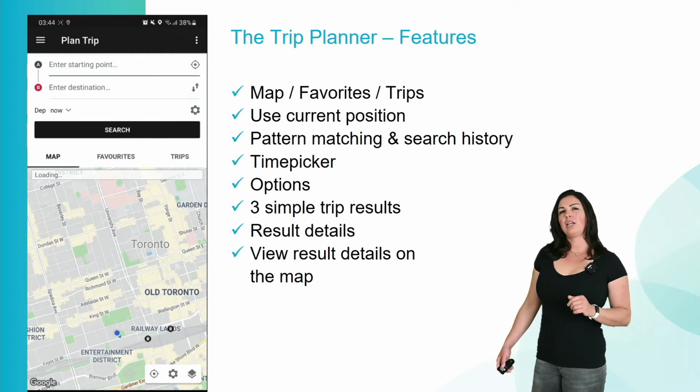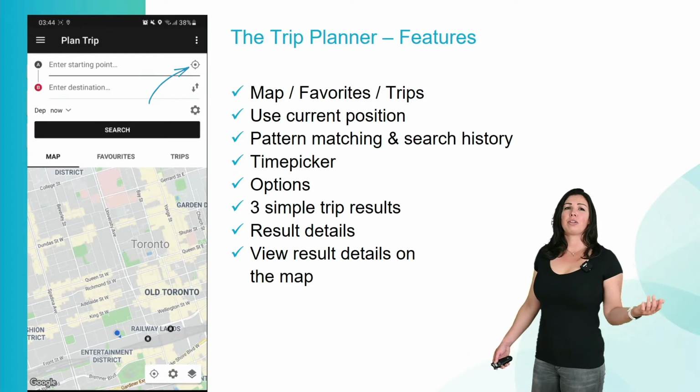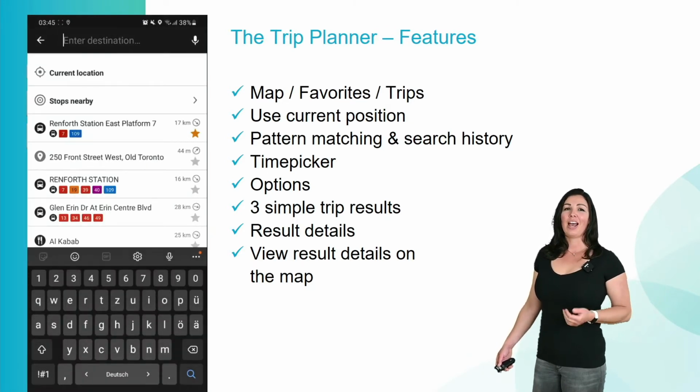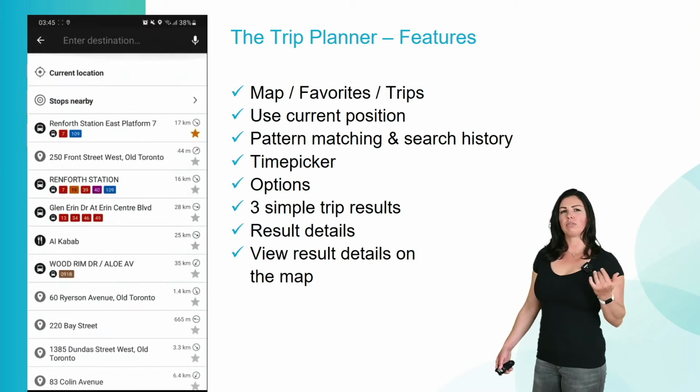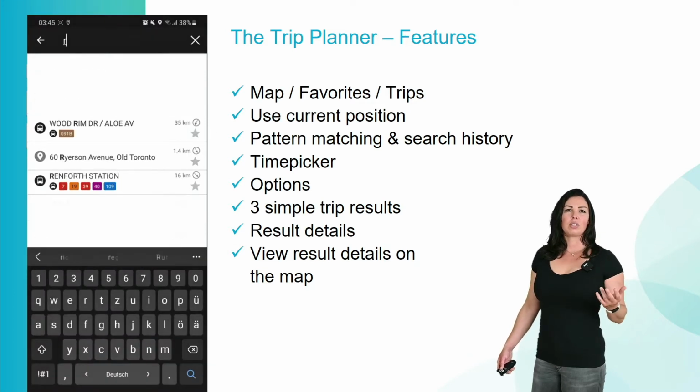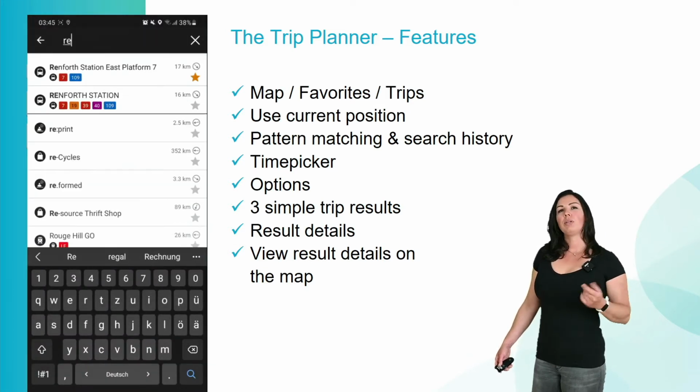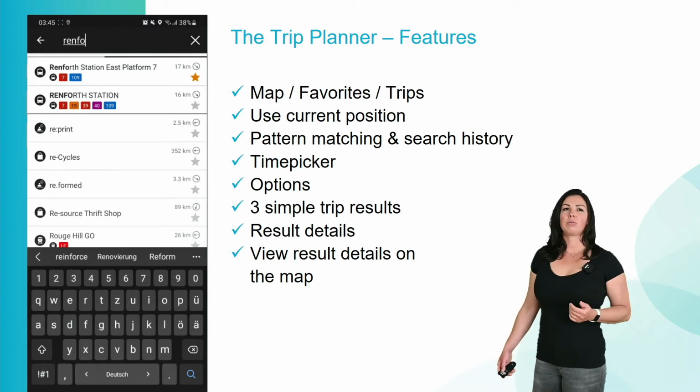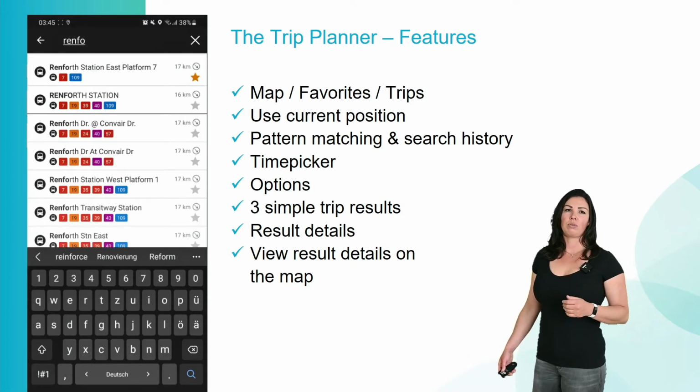But let's go ahead and actually plan a trip. Simply to start, I'm going to use my current position because that's probably what I would do in real life. And then for the destination, I might scroll through to see what I've already searched if I want to choose one of those. But of course, I could also enter something that I'm searching for.